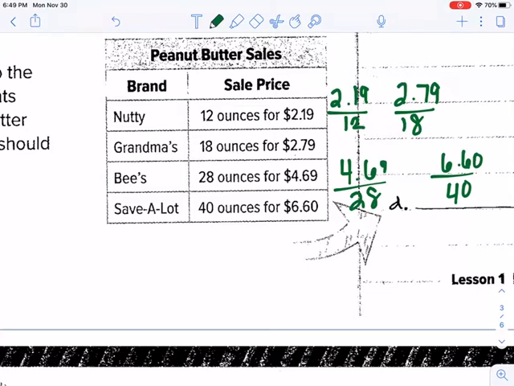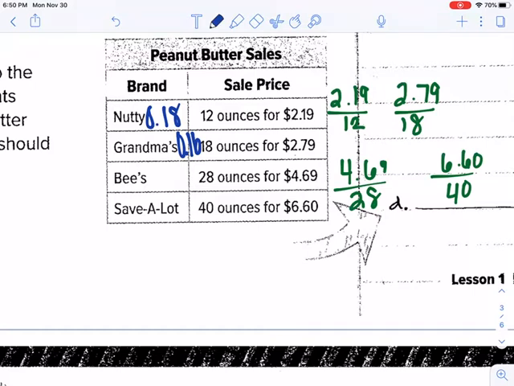All right, so for the first one, when you divide $2.19 divided by 12, you're going to get 18 cents per ounce. For Gramos, 279 divided by 18, you're going to get 15 cents, but there's a 5 after it, so we're going to round that up to 16.